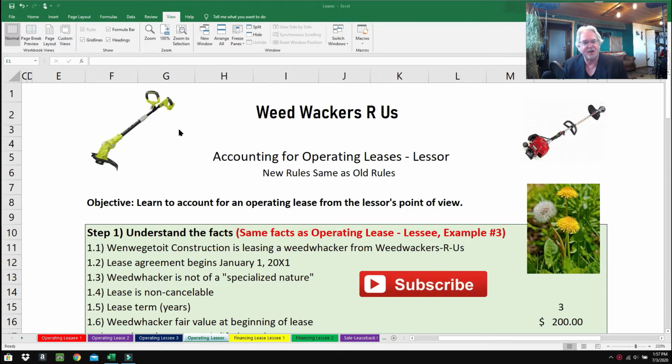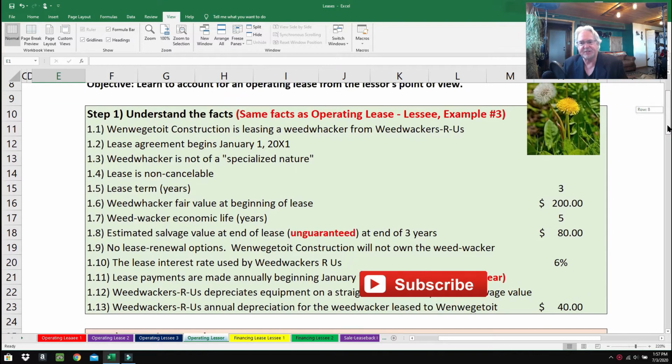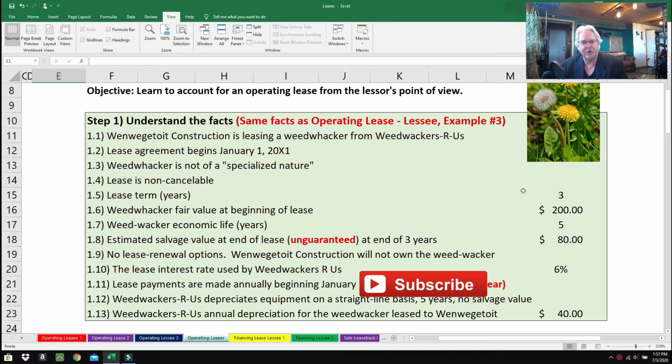So let's get started. This is Weed Whackers Are Us, and they are leasing a weed whacker to When We Get to It Construction, and we're using the exact same information from the previous example, example number 3. Let's find out the details of the lease. This is a big repeat of things you've probably already heard if you've been watching the previous videos, so I'm going to go rather rapidly. Same facts as the operating lease, lessee, example number 3.